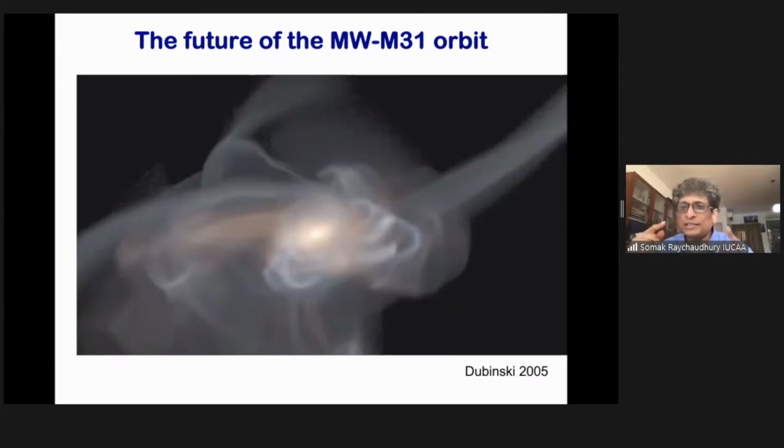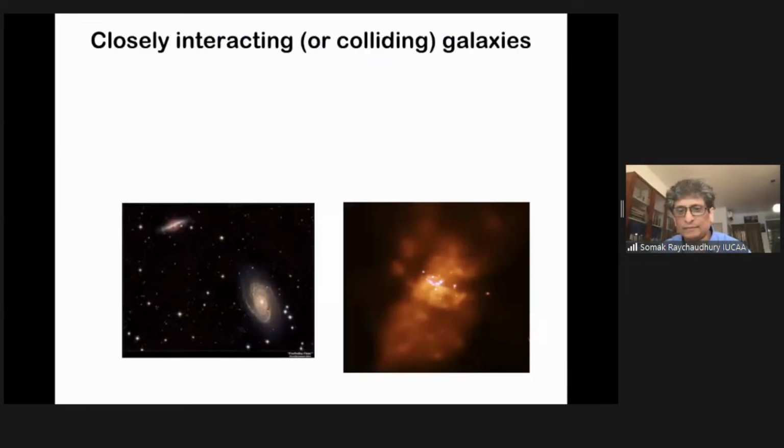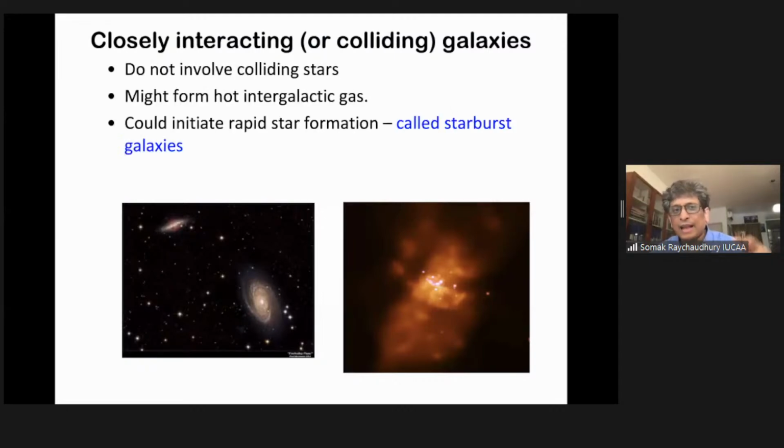This whole thing will take 4 billion years to happen, and the phenomenon itself will probably take about 1 billion years. But you can see this happening now in other galaxies. You can see closely interacting galaxies that look like this. When galaxies collide, the intergalactic gas collides, the stars go through each other, and they come back.